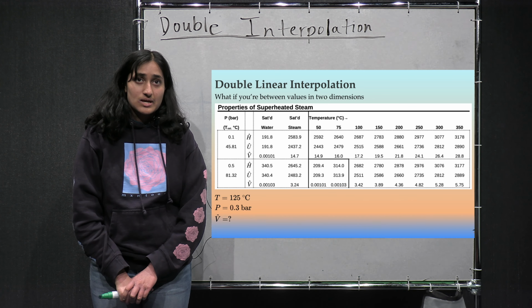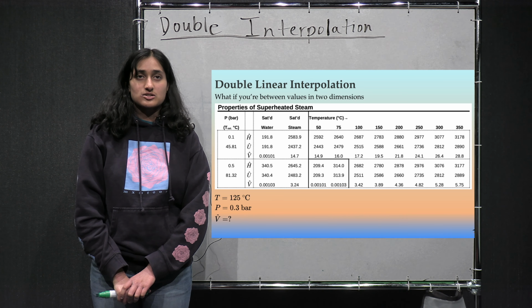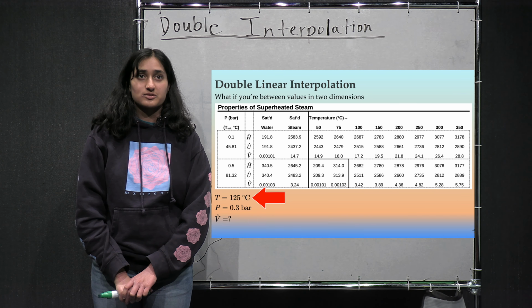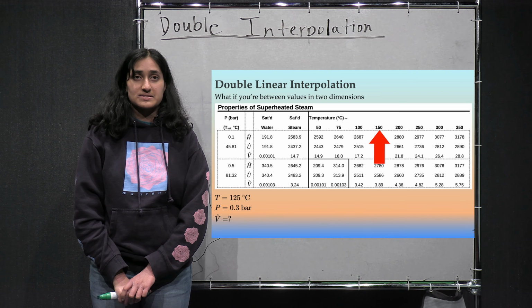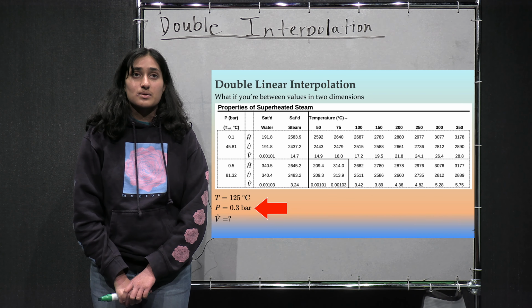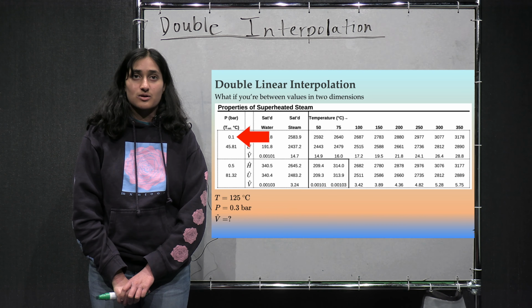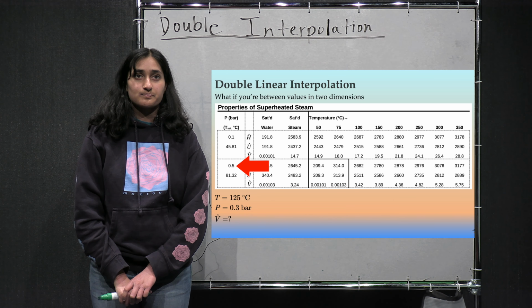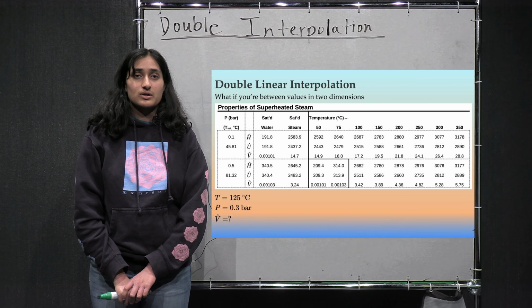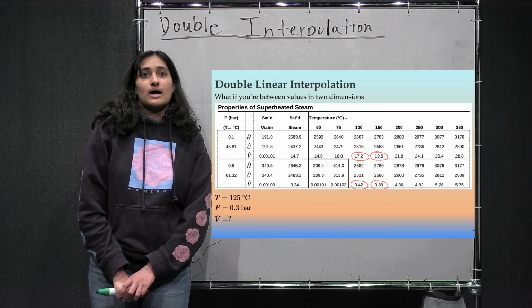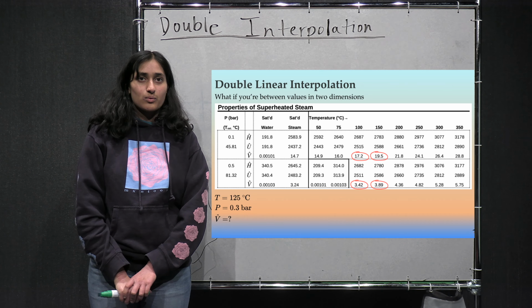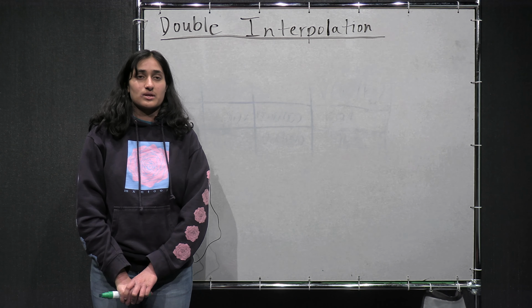Here we have part of a steam table. Let's suppose that we need an interpolated temperature of 125 degrees Celsius, which we see is between 100 and 150 degrees Celsius, and a pressure of 0.3 bar, which we see is between 0.1 and 0.5 bar. The specific volume, which we are looking for, is in between all 4 of the values, as you can see in the middle of the table. So what do we do now? Give me a moment to write down the important values.